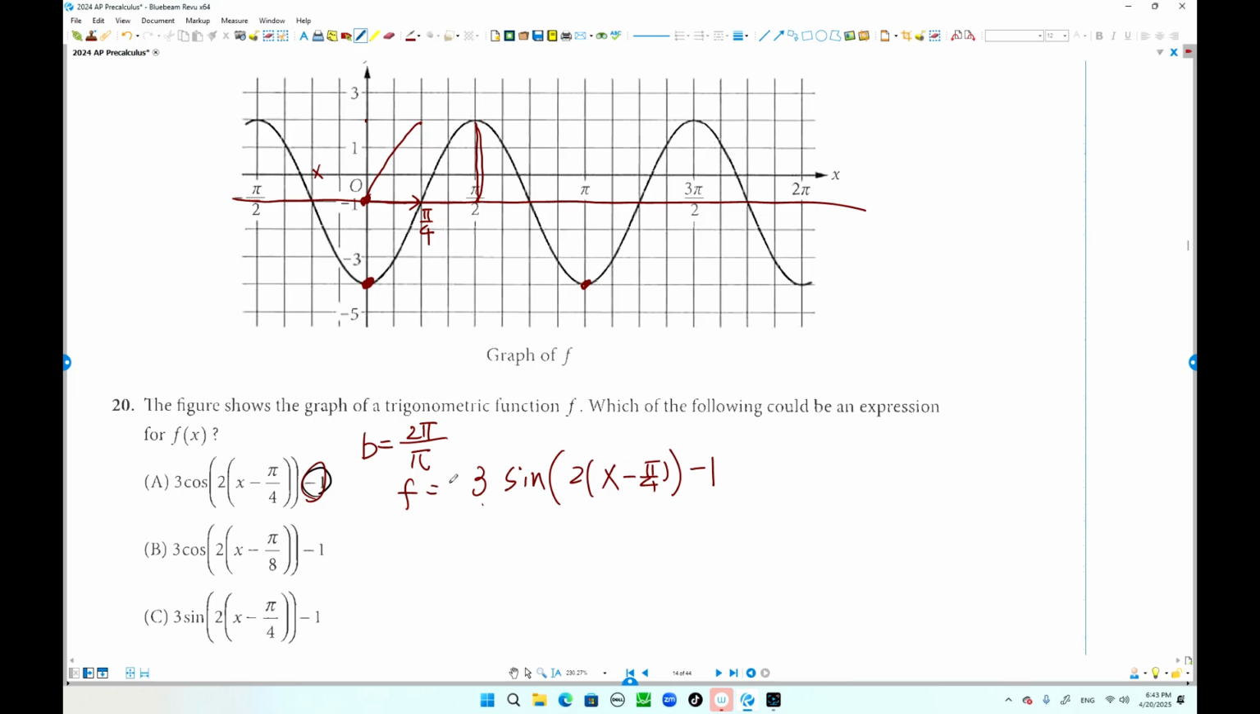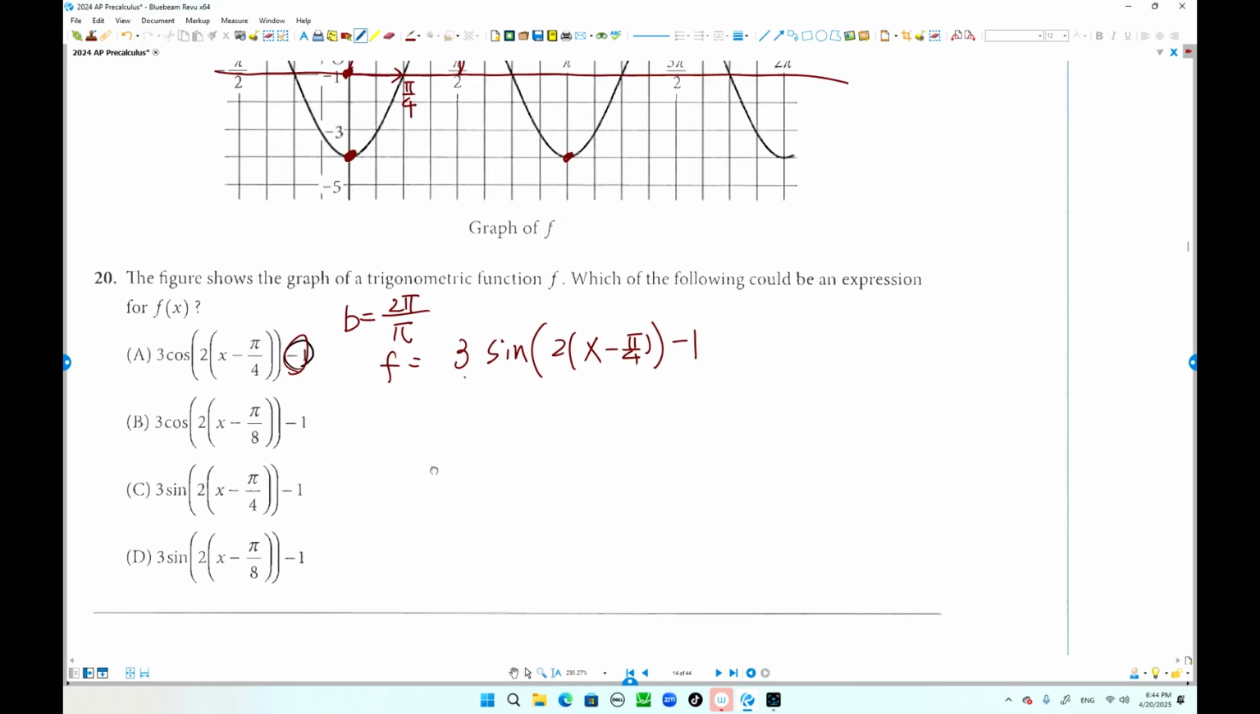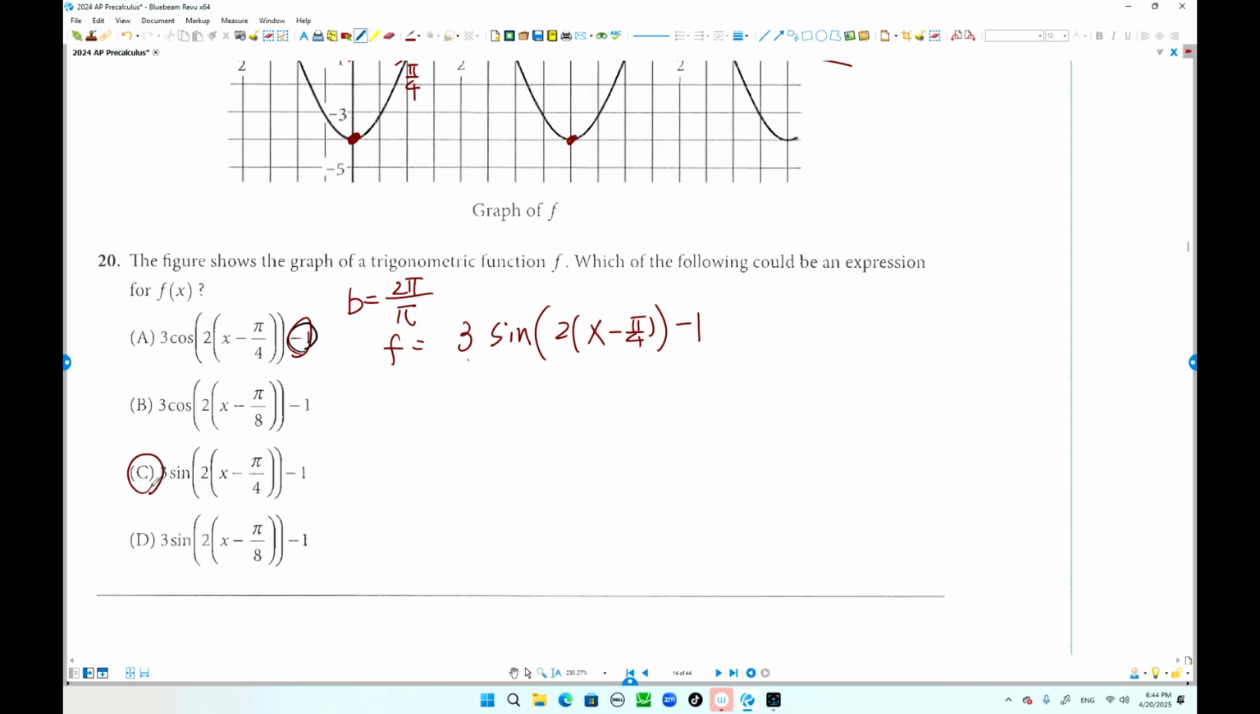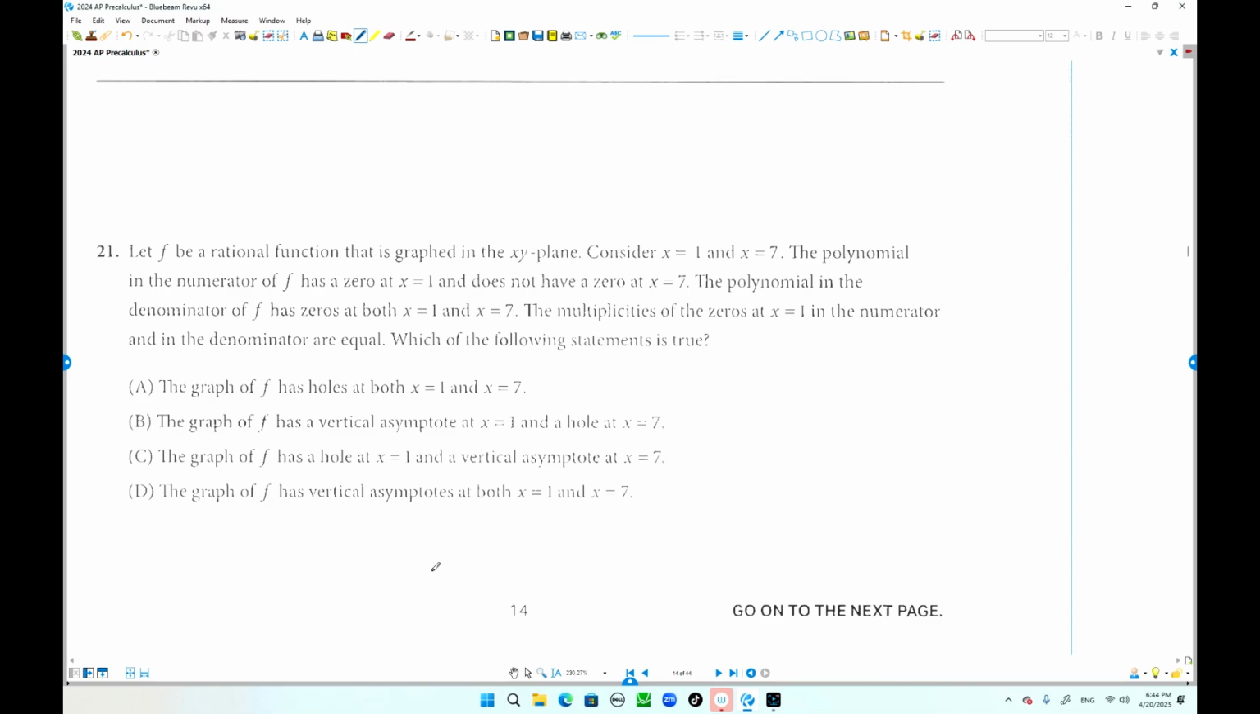So where is the answer? Sine, not cosine, right? Sine is over here. Phase shift is pi over 4, not pi over 8. Here is number 21.